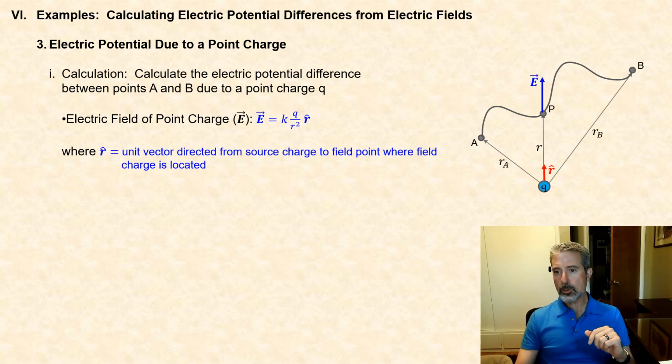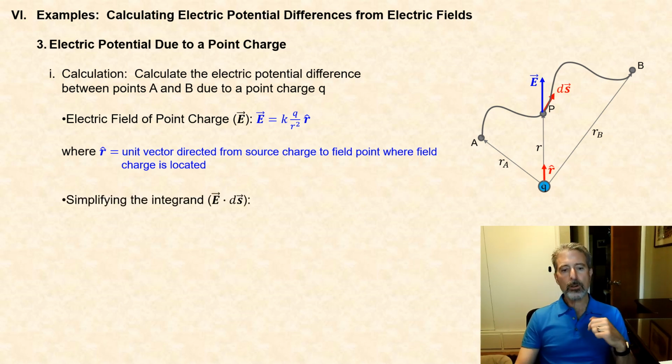So here, notice that the direction of the electric field at that field point is radially outwards, and I will show you the displacement vector at this point. I drew it rather big, but it is showing you the direction of the path at that field point. All right, so simplifying the integrand for electric potential difference, remember, is minus the integral of E dot ds. So let's start by finding this integrand.